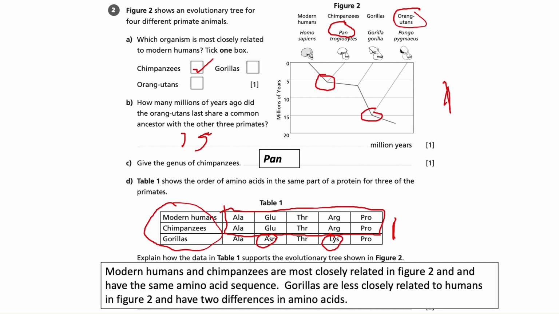So in terms of a model answer for this, we'd say modern humans and chimpanzees are most closely related in Figure 2 and have the same amino acid sequence. That gets us 1 mark. So we've used the information in the table and related it to Figure 2. The second mark is for saying that gorillas are less closely related to humans in Figure 2 and have 2 differences in amino acids, which we've highlighted there in the table. That scores the 2nd mark, giving us the 2 marks available for this question.